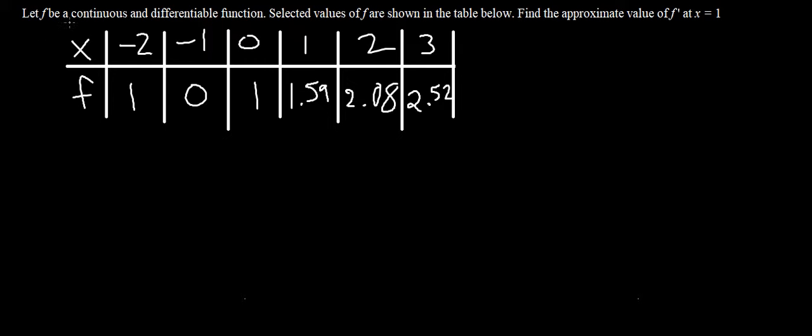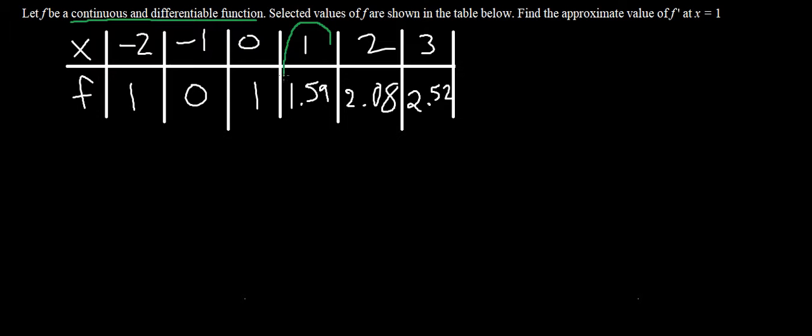We are told that f is a continuous and differentiable function. That's pretty important. It means we can differentiate it. If we take any point on here, we would be able to find its derivative. And we're given selected values of f in this table right here, and we're asked to find the approximate value of f prime at x equals 1.